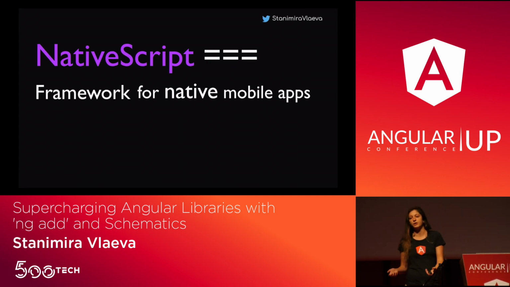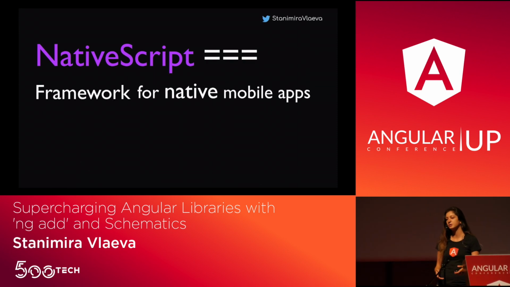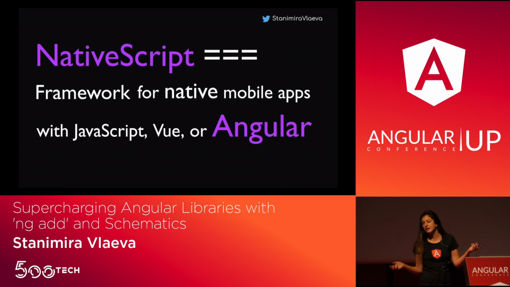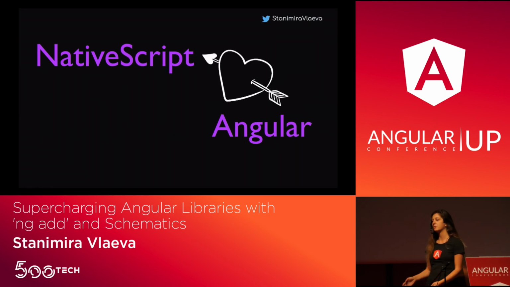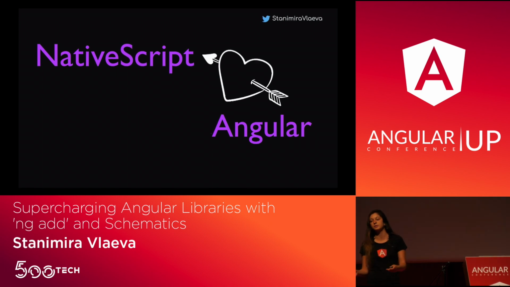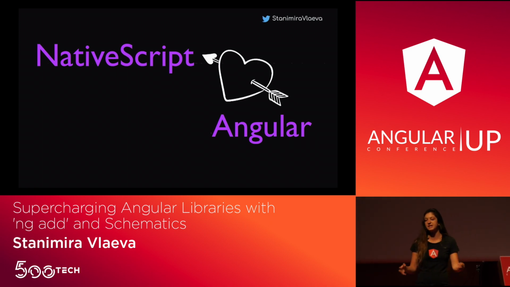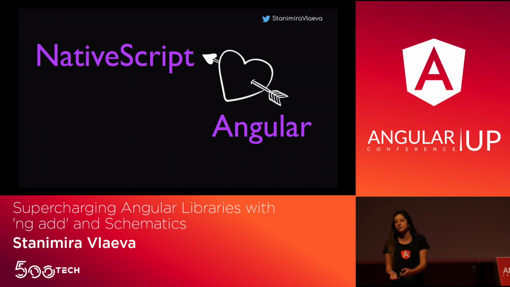So what is NativeScript? First, a short introduction why I'm actually talking about schematics. NativeScript is a framework for building native mobile applications for Android and iOS by using web technologies like JavaScript, Vue, or you can also as well use Angular, of course. And because NativeScript is super well integrated with Angular, you can actually build web apps and mobile apps from the same code base, and you can reuse a huge part of your business logic. So if you have an existing web application built with Angular today, you can add NativeScript to it and convert that to a mobile application.